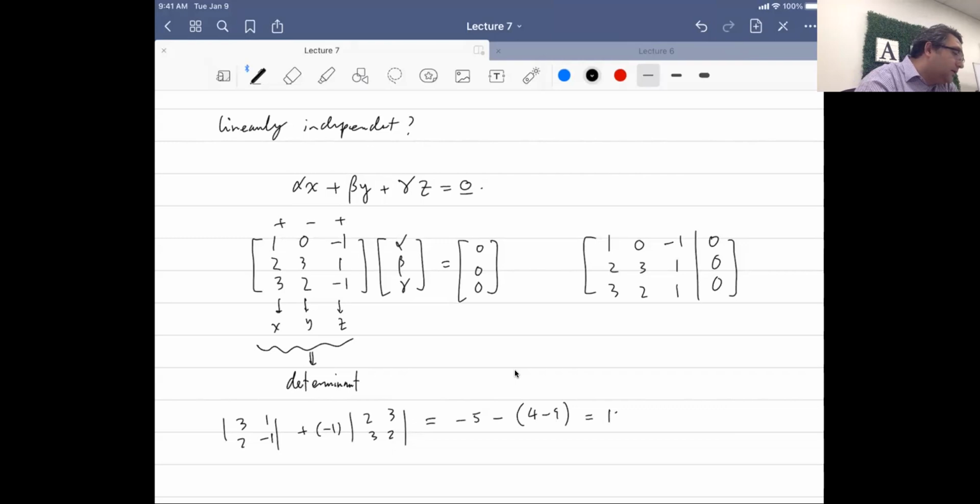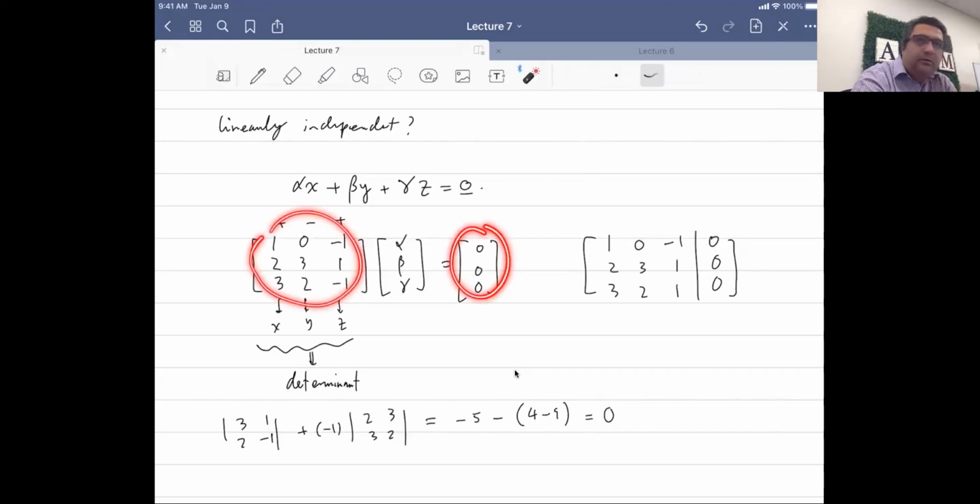Is it what I did? Oh no, it's indeed 0, right? So what does that imply now that the determinant is 0? If the determinant was non-zero, then there would have been a unique solution, which is the inverse of this matrix times 0, which is 0. But this matrix is not invertible.